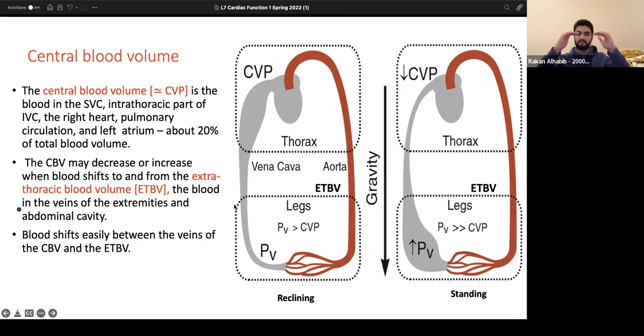So a decrease in the central blood volume will cause the extrathoracic blood volume to pump more blood into the central blood volume. Am I making sense? So if my central blood volume decreased, I'll have extrathoracic blood volume pumping blood into the central blood volume. As he says here, blood shifts easily between the veins of the central blood volume and the extrathoracic blood volume.